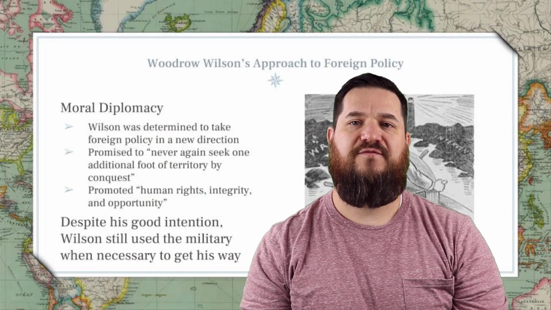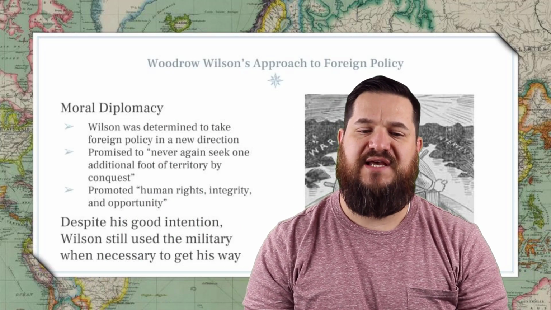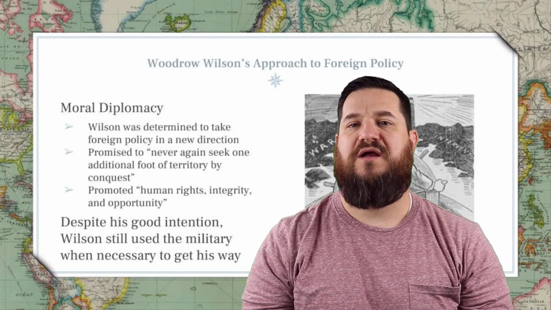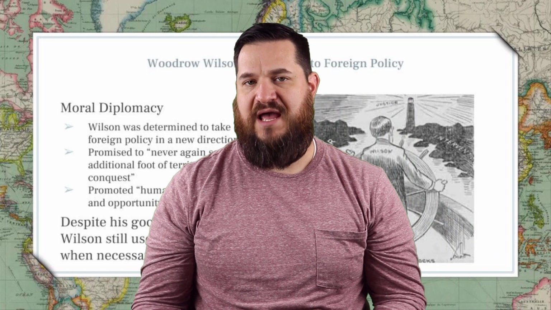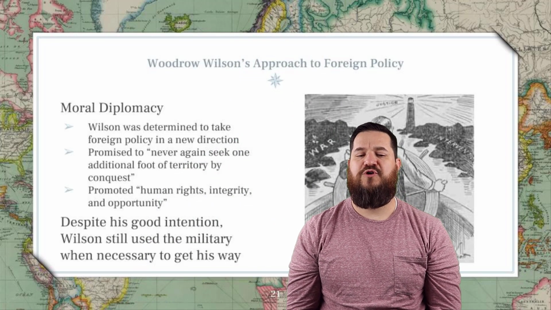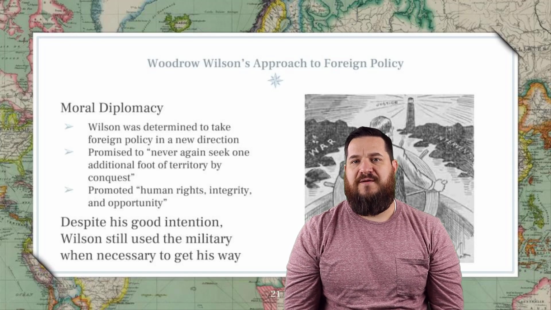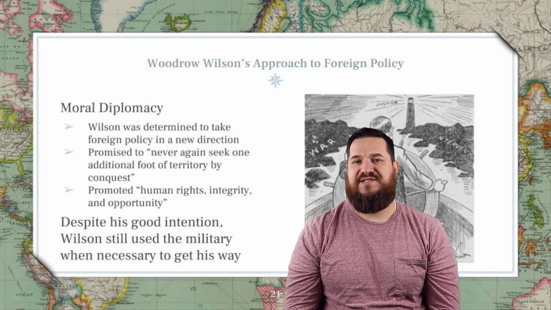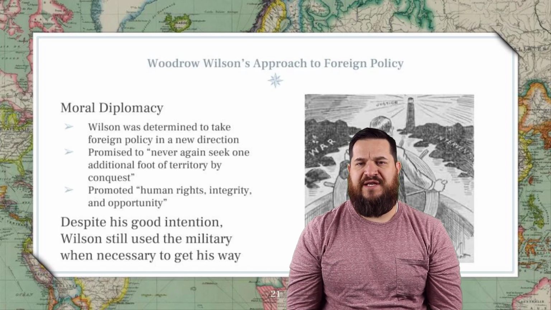He was determined to take foreign policy in a new direction, to basically end this idea of imperialism for the United States. Wilson promised to never again seek one additional square foot of territory by conquest. Now, side note, if it happened to fall into his lap, he'd be happy to take it. He just wasn't going to actively go out and seek it. Wilson decided he would rather promote human rights and integrity and opportunity over American imperialist ideas. Now, despite all of Wilson's good intentions, he did still occasionally use the military when necessary to get his way. There are some things that happened specifically in Mexico that we don't need to get into right now.